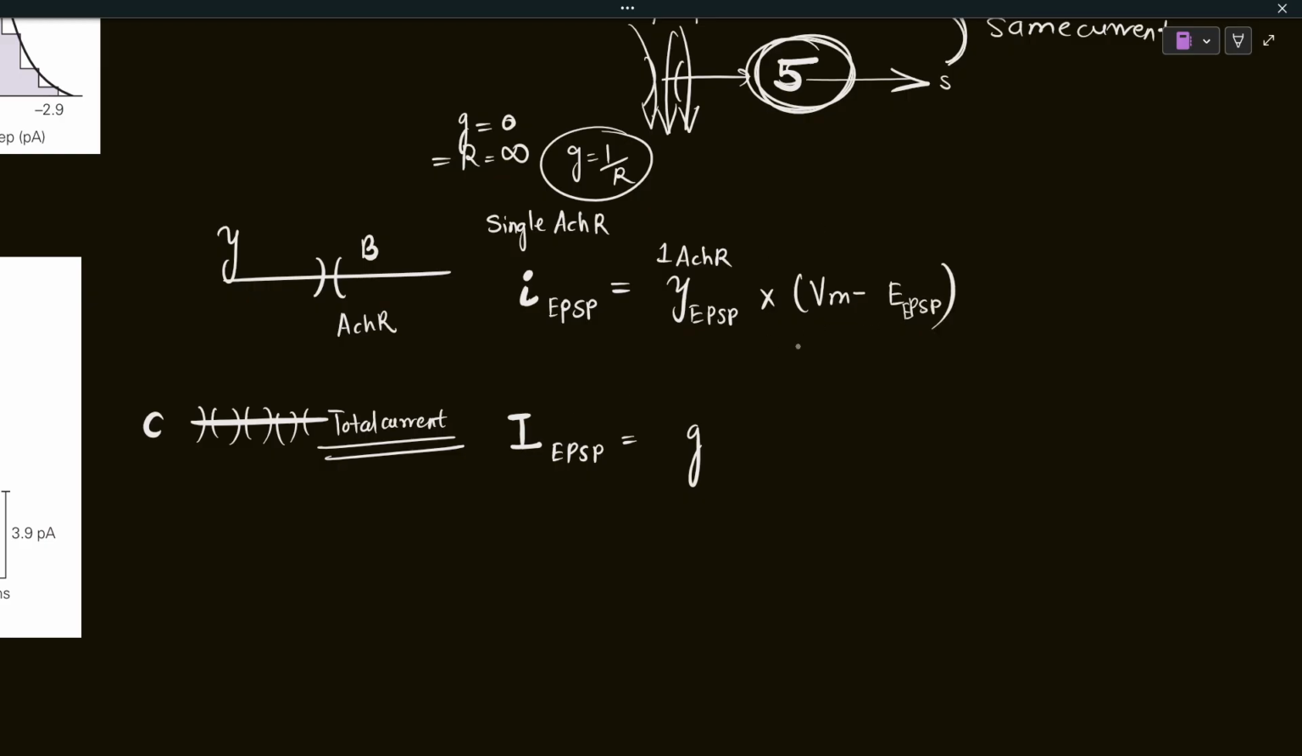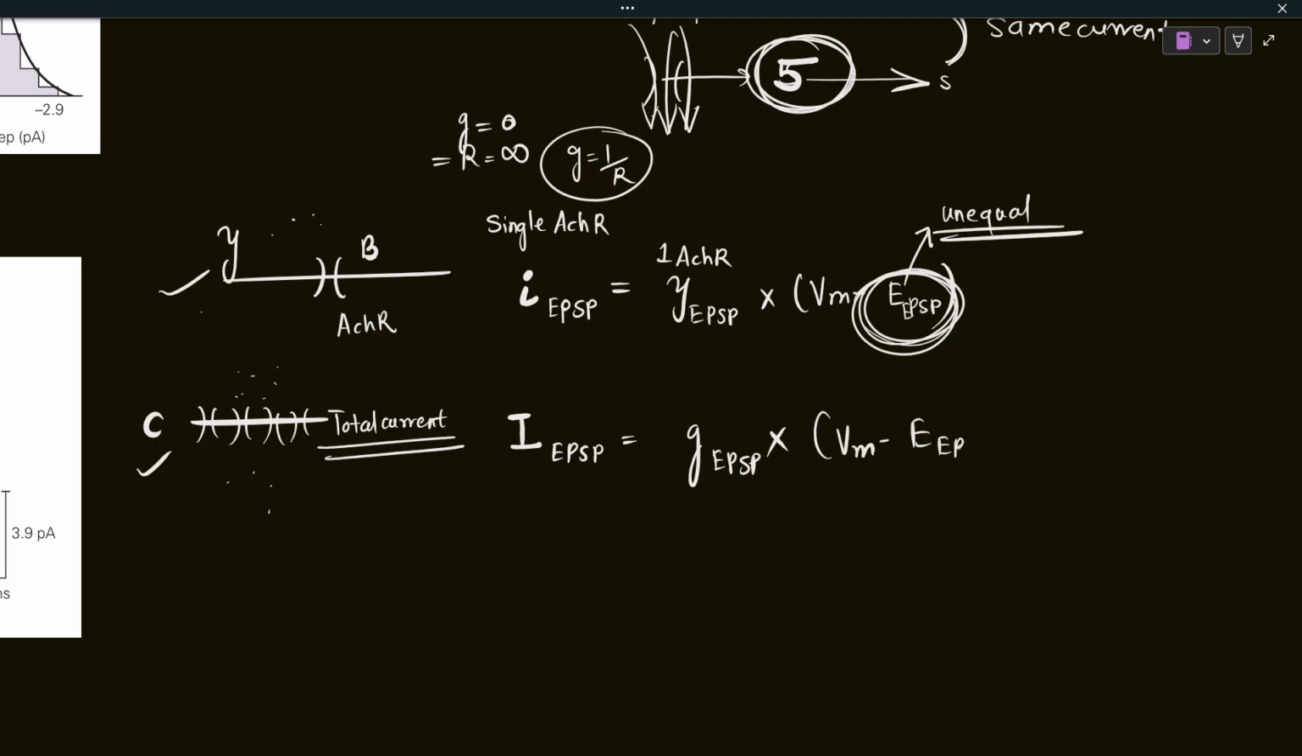The equilibrium potential will be the same for this as well as this, because it is derived from the unequal distribution of ions. The distribution of ions is not going to change; we are just changing the membrane property. So in this case the value will be G of the postsynaptic membrane into Vm minus E of the postsynaptic membrane.